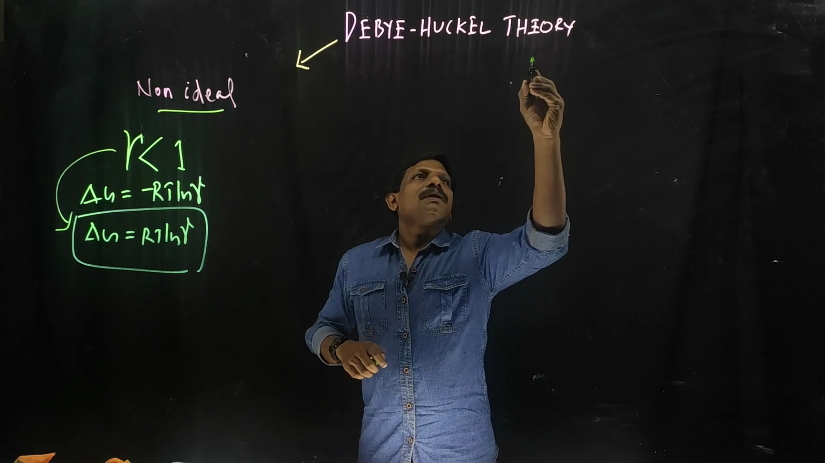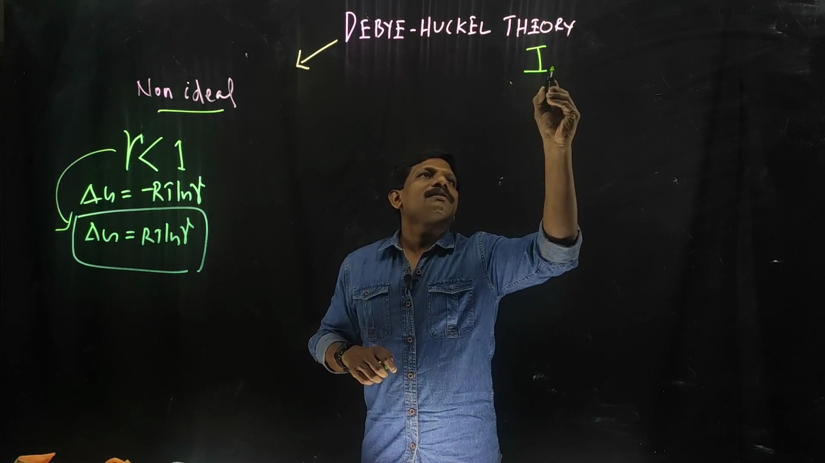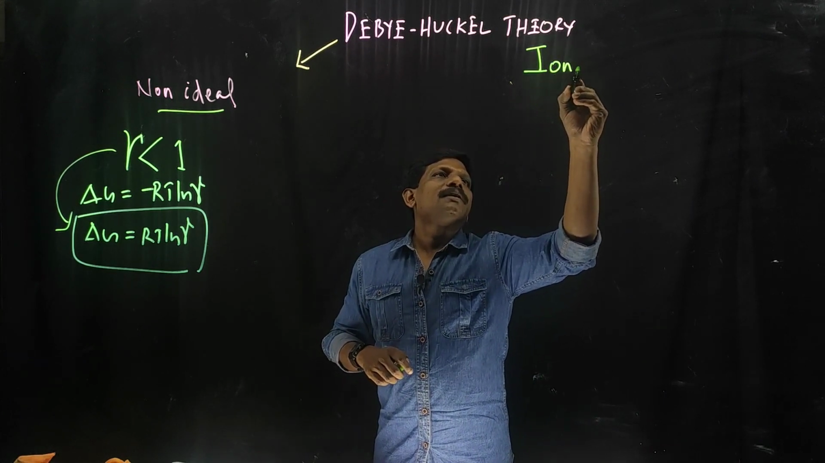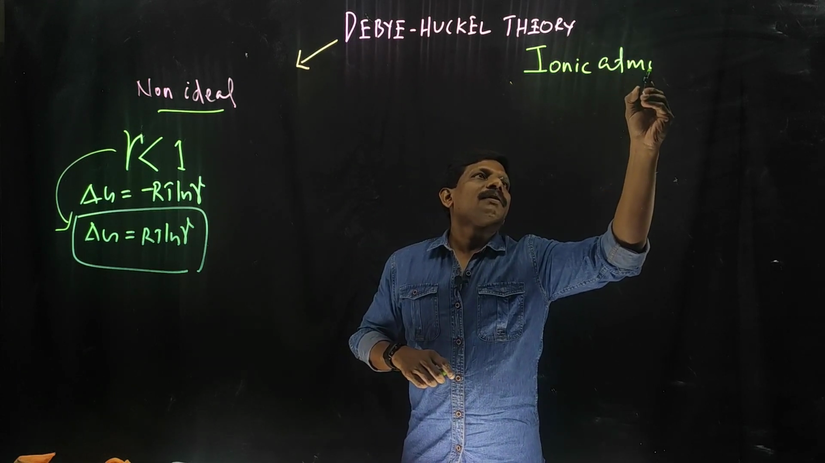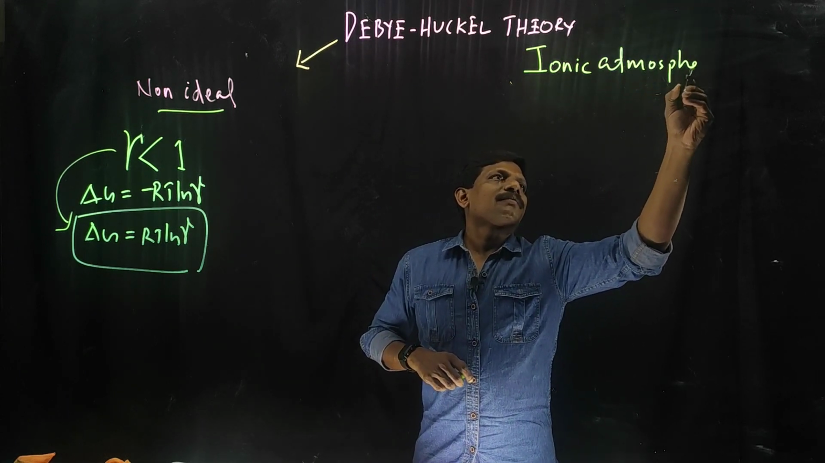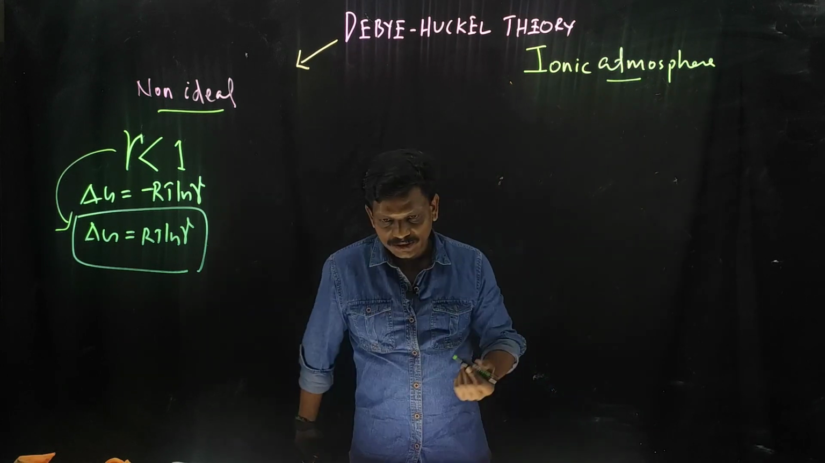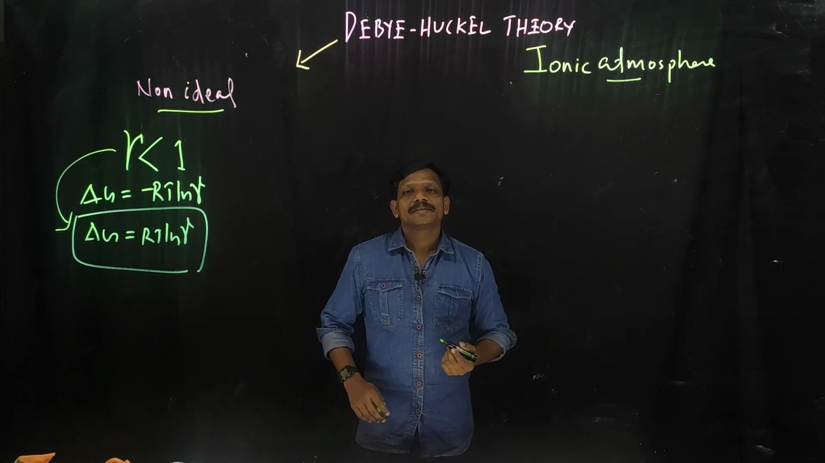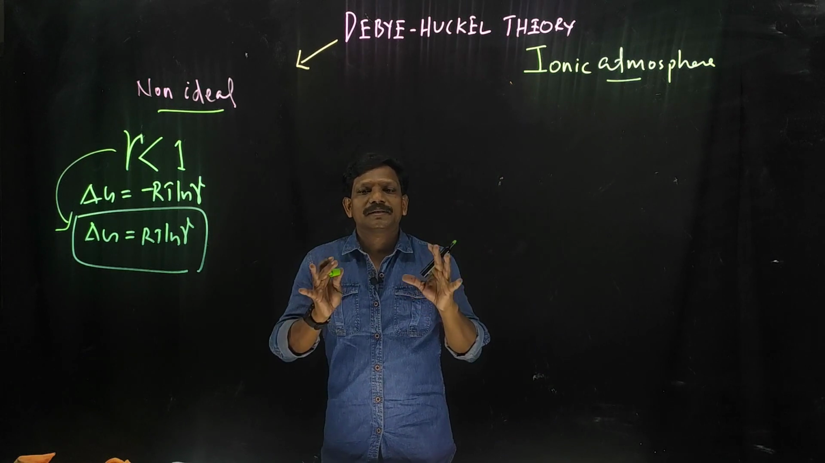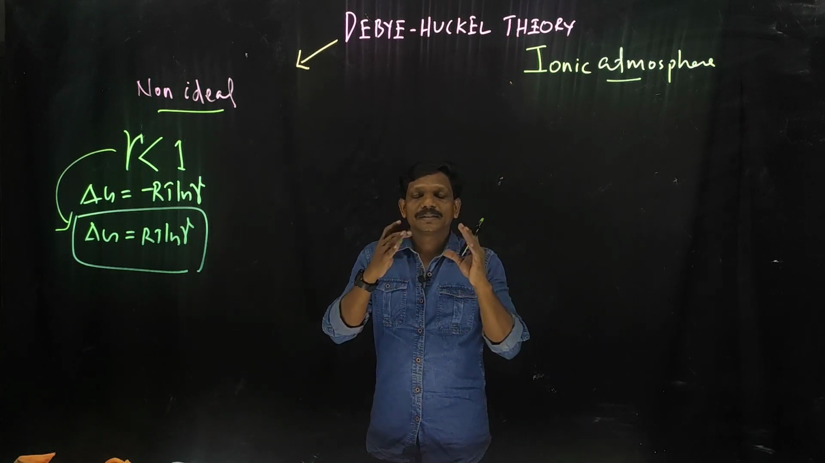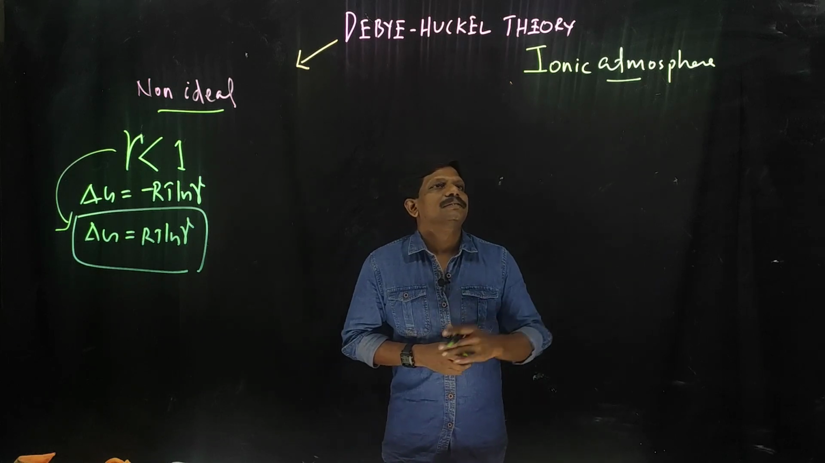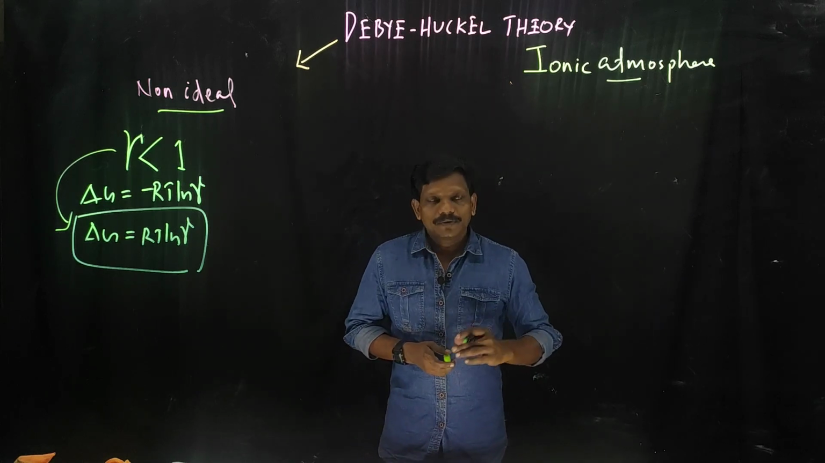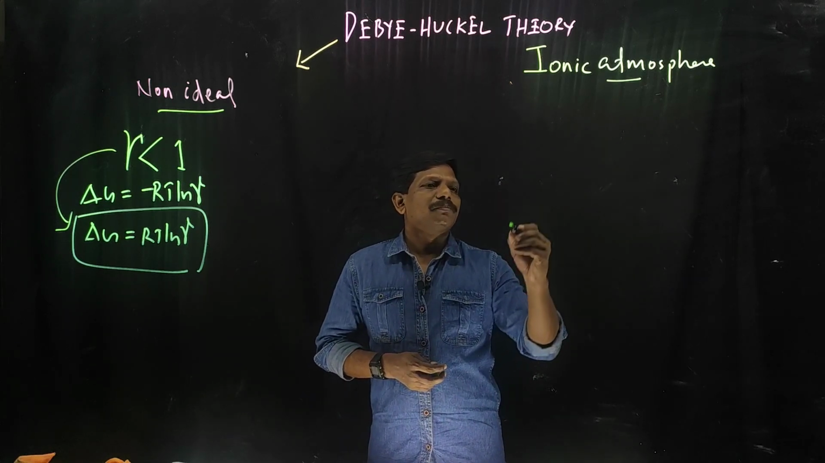So, a very important concept I already introduced is the concept of ionic atmosphere. This is also one of the reasons for the stability of the system. Okay, so we will see what an ionic atmosphere is.